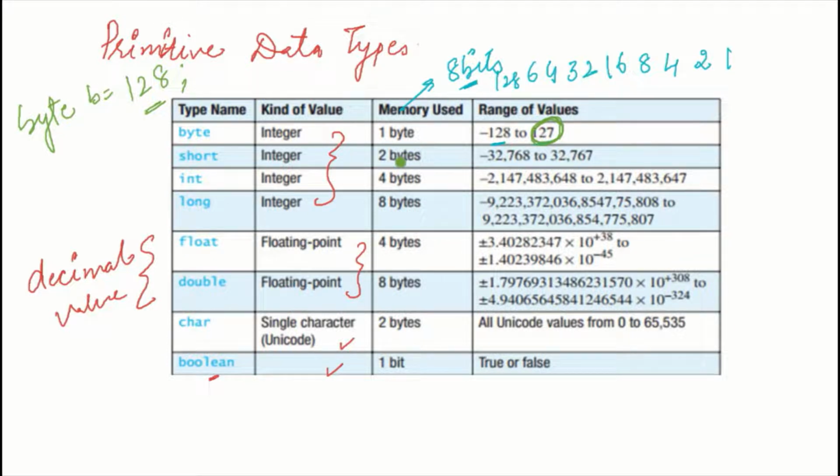Short consumes 2 bytes, meaning 16 bits. Okay, double the memory of byte. Integer consumes 4 bytes. For the long, the memory used is 8 bytes. So in that way you can learn this sequence: byte, short, int and long. Byte consumes 1 byte, that means 8 bits, short 2 bytes, int 4 bytes and long 8 bytes.